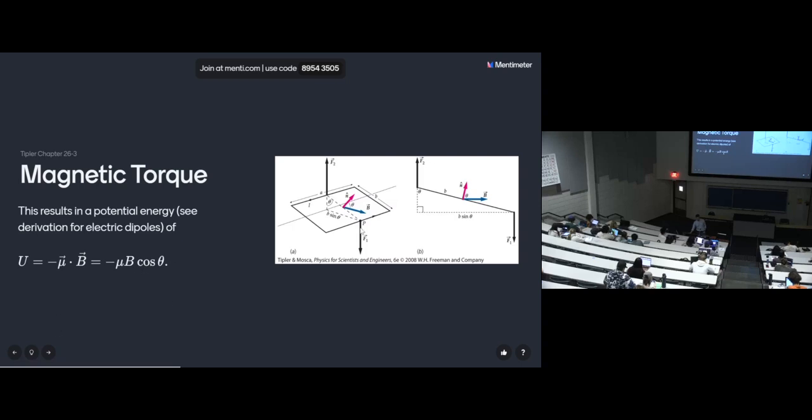The cosine part comes from the fact that it becomes minimum. The potential energy goes to a minimum when B and n are aligned to one another.